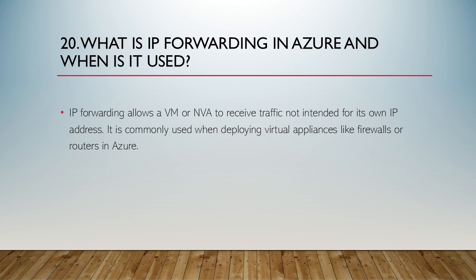20. What is IP forwarding in Azure and when is it used? IP forwarding allows a VM or NVA to receive traffic not intended for its own IP address. It is commonly used when deploying virtual appliances like firewalls or routers in Azure.